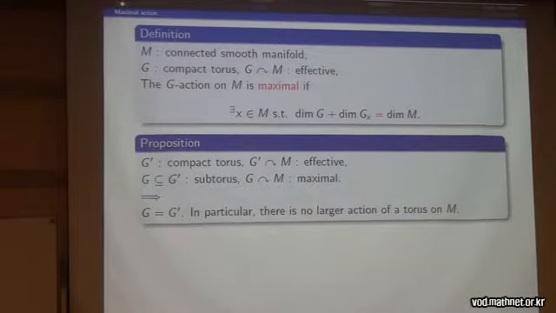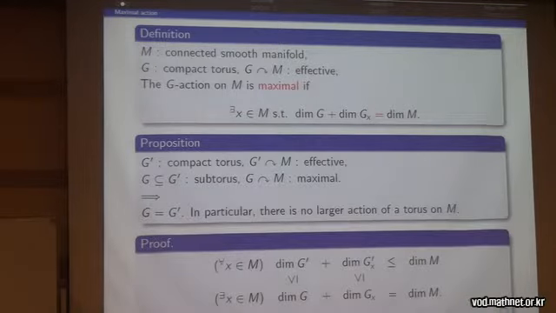Let me explain why I call it maximal. Here is a proposition. Let G' be a compact torus acting on a connected smooth manifold M effectively, and let G be a subtorus of G' acting on M maximally in this sense. Then G coincides with G'. I mean, there is no larger action of a torus on M.